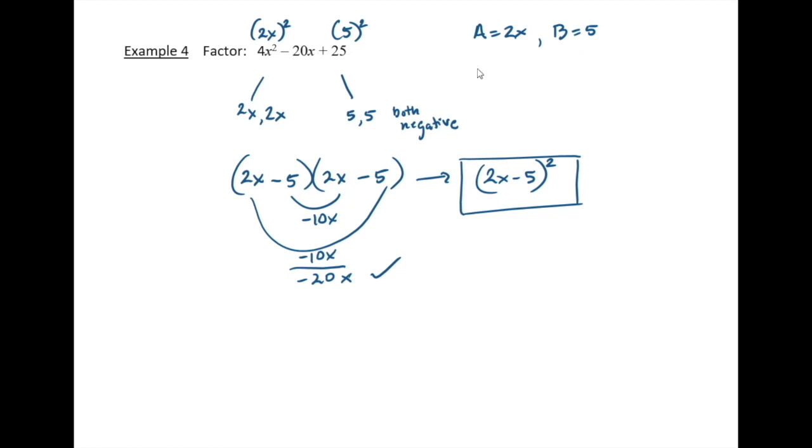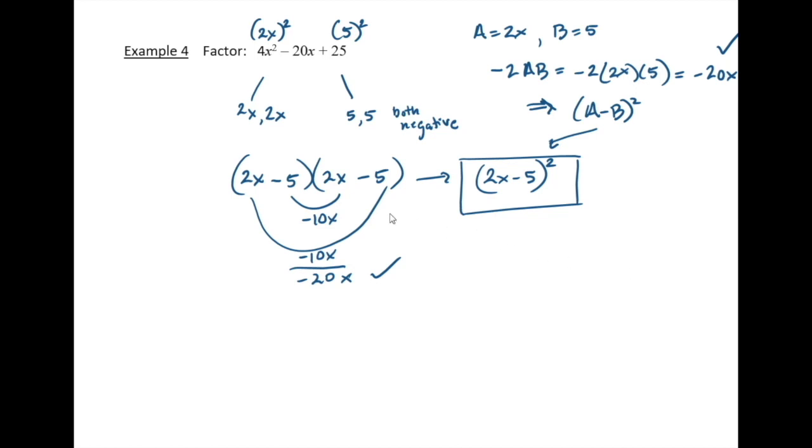Now we need to check the middle term. Since this is negative 20x, we're using the formula with the negative 2ab. Negative 2ab is negative 2 times 2x times 5, and this gives us negative 4 times 5, or negative 20 times x. So this trinomial follows the pattern in the second formula with the a squared minus 2ab plus b squared. That means this will factor as a minus b to the second power, or 2x minus 5 to the second power.